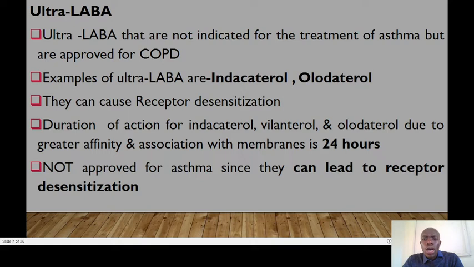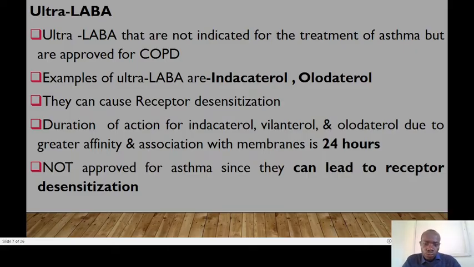Examples of the ultra LABA we have are indacaterol and olodaterol. The duration of action for these two drugs is about 24 hours, so they just require a single dose in a day. They are not approved for asthma, as we have already said, because this can lead to receptor desensitization, right?